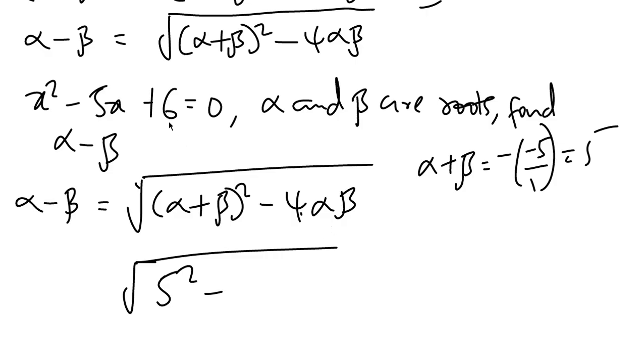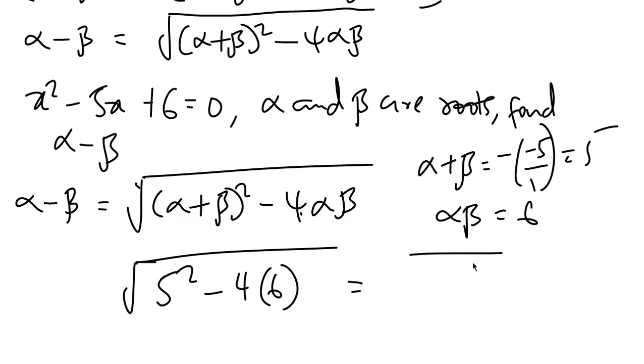C over a, right? And c is 6 and a is 1. So alpha beta is equal to what? 6. So that will be 5 squared minus 4 into 6, right? So that will be the square root of 25 minus 4 times 6, which is 24, right? And that will be the square root of 1, which is plus or minus 1. It can either be plus 1 or negative 1.